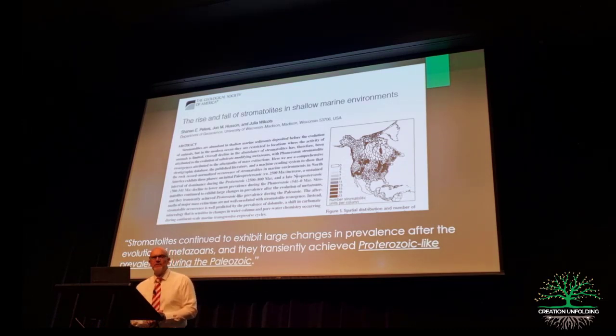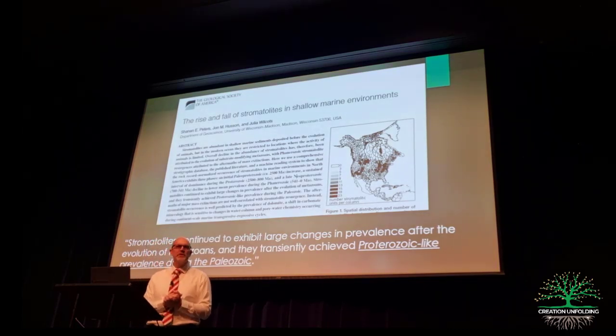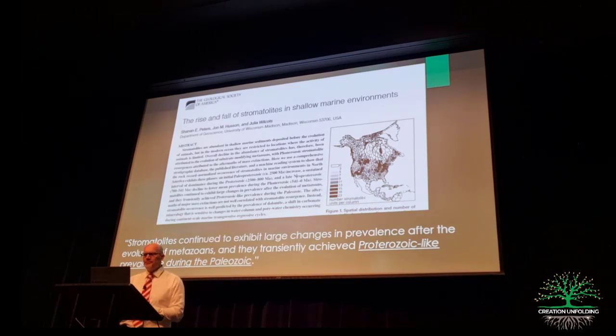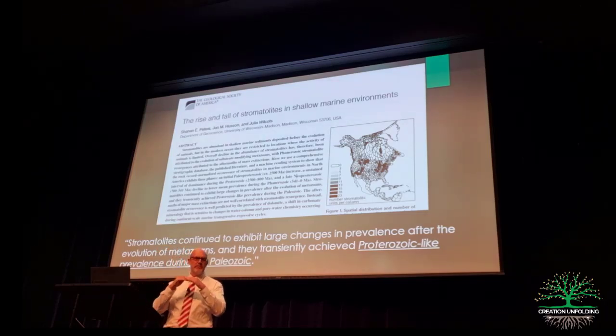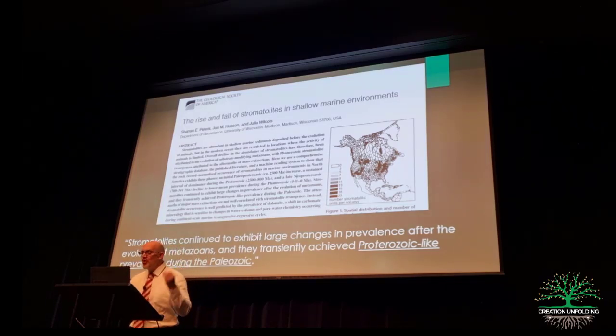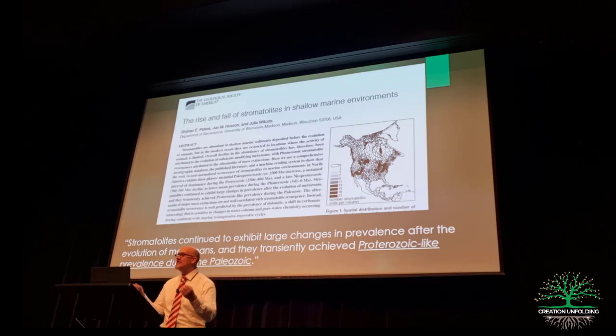And this is actually an article from a secular scientist. This is Shanan Peters. And he wrote a paper that creationists typically are familiar with on the Great Unconformity. I don't know if you're familiar with the Gaines and Peters paper from 2012, but he's one of those authors. And he said this about Paleozoic stromatolites. That's what the quote is there. "Stromatolites continue to exhibit large changes in prevalence after the evolution of metazoans." So metazoans, that's from the Cambrian, right? That's where we see metazoans. "And they transiently achieve Proterozoic-like prevalence during the Paleozoic."